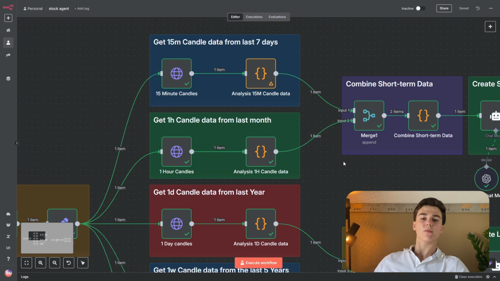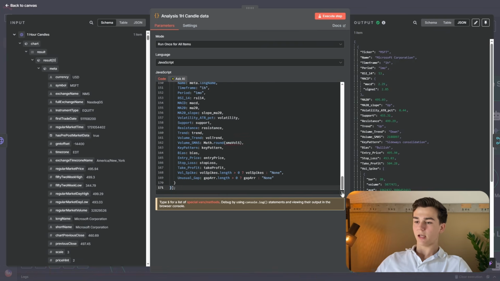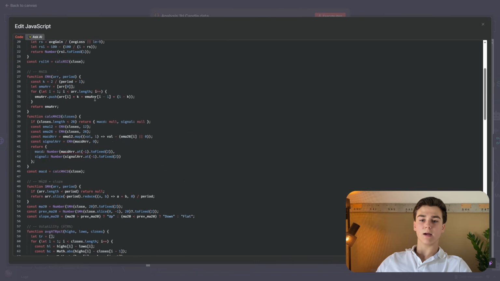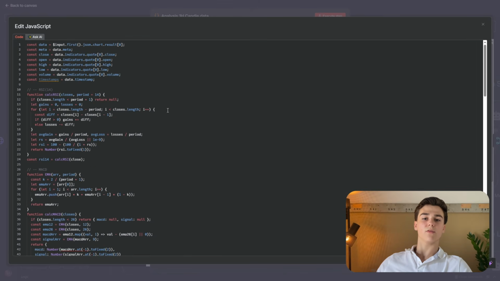After we've received the data from the HTTP node, we will send it to the code node, and in the code node we're going to calculate the indicators. It is also almost exactly the same as the analysis for the 15-minute candlestick data, but the only thing that you have to change is the time frame and the time period. So here we have the time frame, which is now on 1 hour instead of 15 minutes, and then we also have the period, which will now be on 1 month. And then the calculations in here will have to be changed to 1 hour and 1 month.